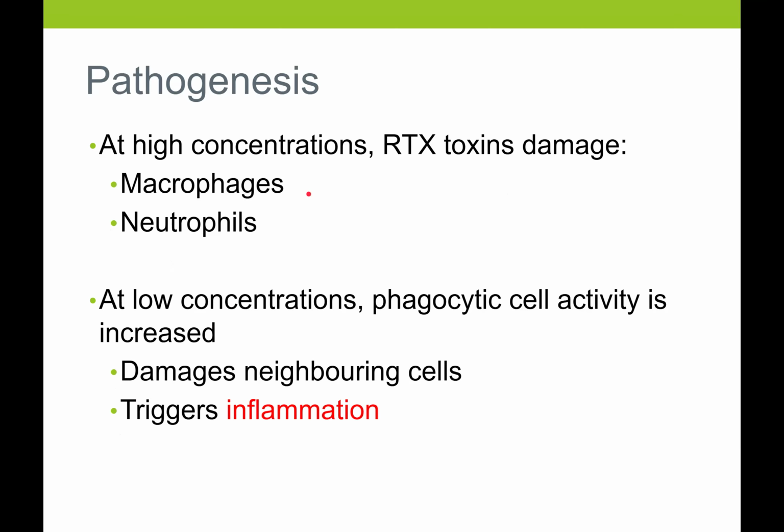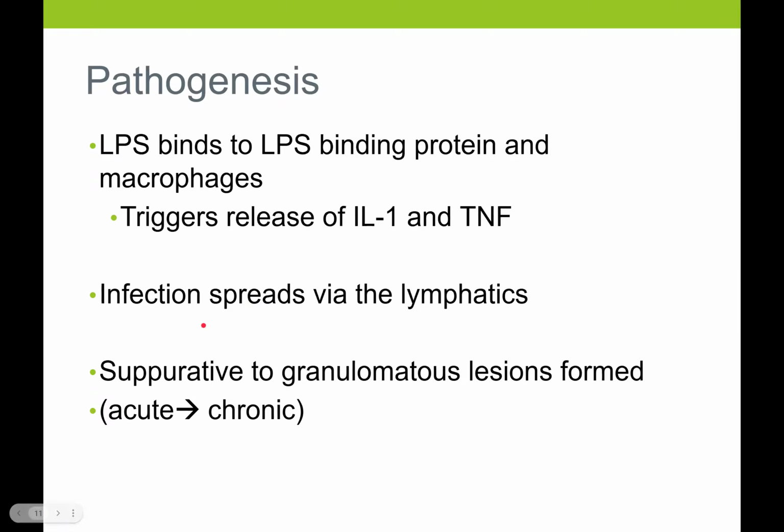At high concentrations, RTX toxins will damage the macrophages and the neutrophils. And at low concentrations, the phagocytic cell activity is increased, which damages the neighboring cells and triggers inflammation. The LPS will induce an inflammatory response, so it will trigger the release of interleukin 1 and TNF. And infection spreads via the lymphatics. So remember, some bacteria will spread via the blood. This one will go through the lymphatic system, and it will produce these granulomatous lesions, especially in chronic cases.